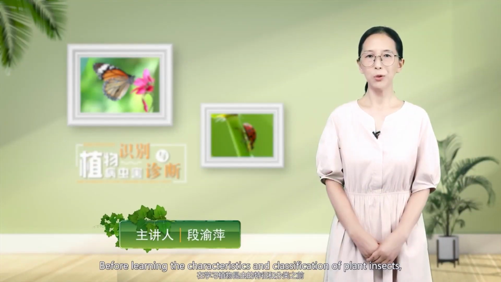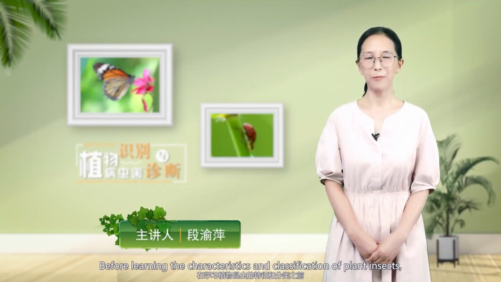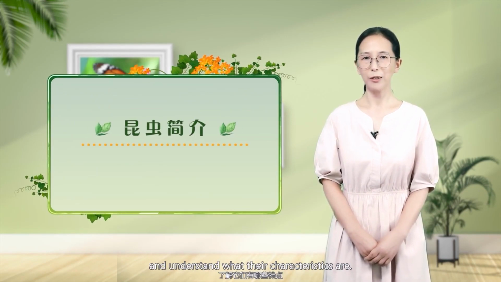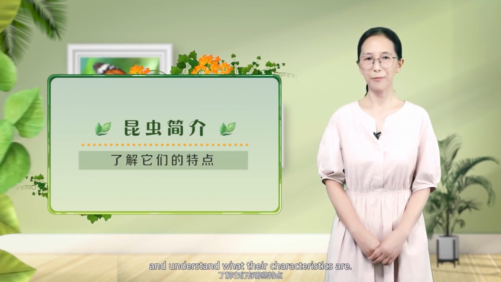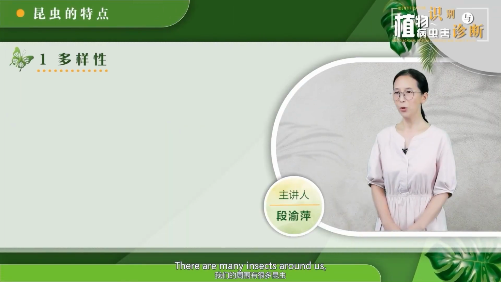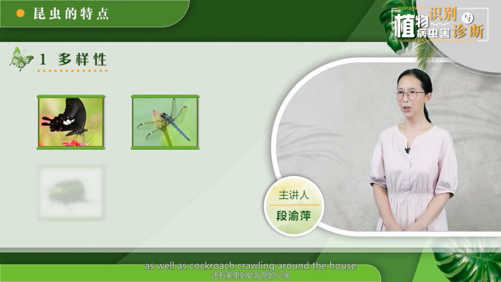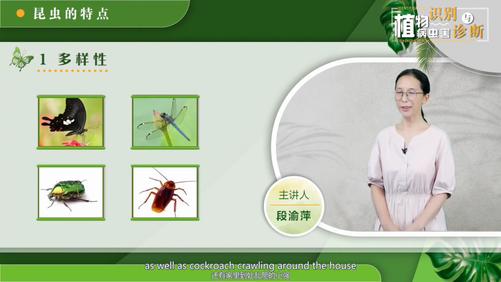Before learning the characteristics and classification of plant insects, let's first make a basic introduction to insects and understand what their characteristics are. There are many insects around us, such as butterflies, dragonflies, beetles, and so on, as well as cockroaches crawling around the house.